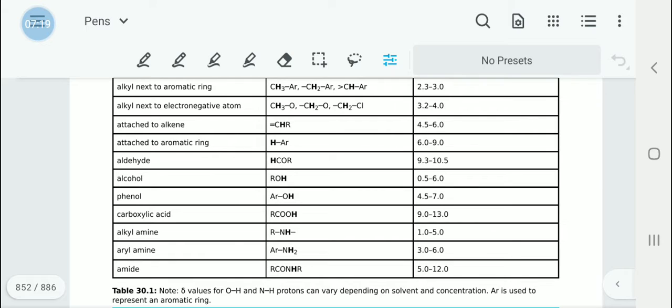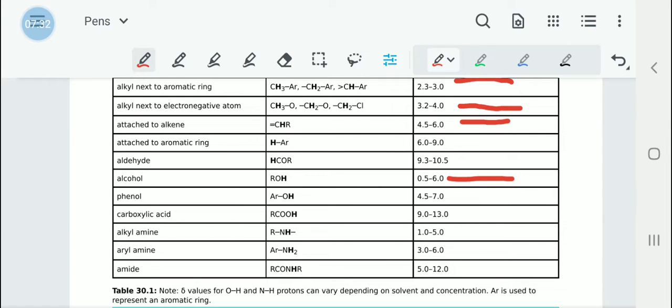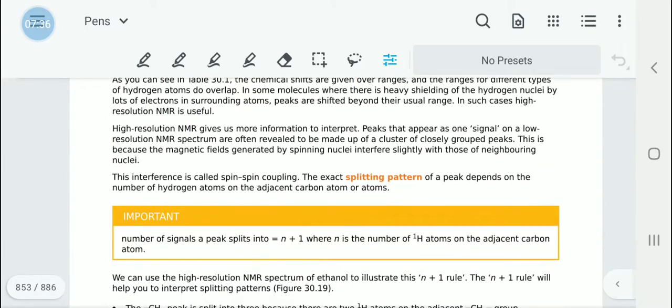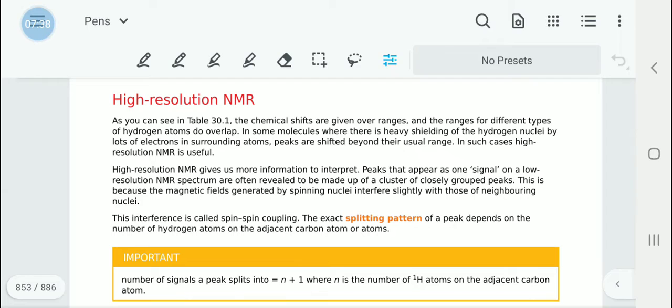For example, ROH is 0.5 to 6, but you can also have alkene, electronegative atoms, and next to aromatic rings. So all of these are present. So how are you going to specifically know what it is? For that you will have to carry out a high resolution NMR.